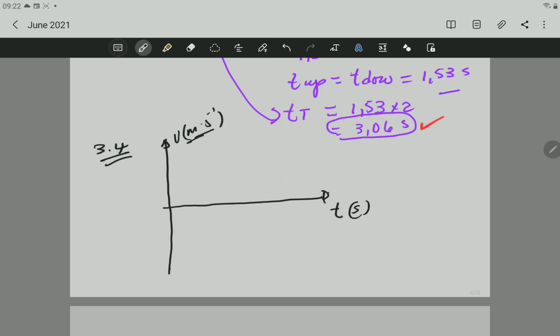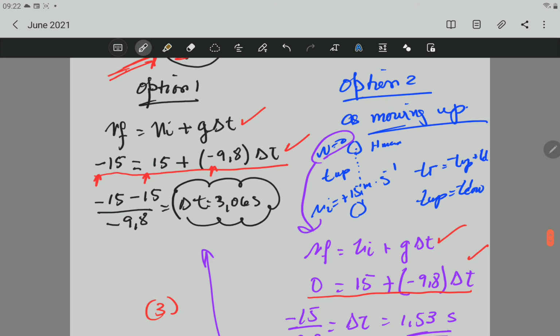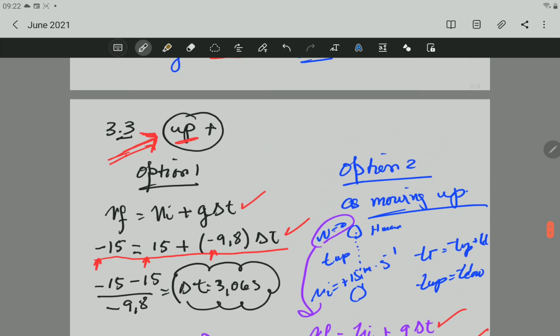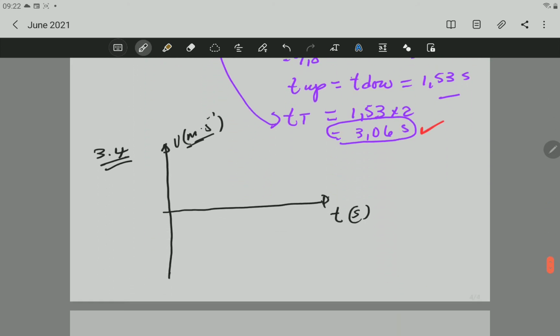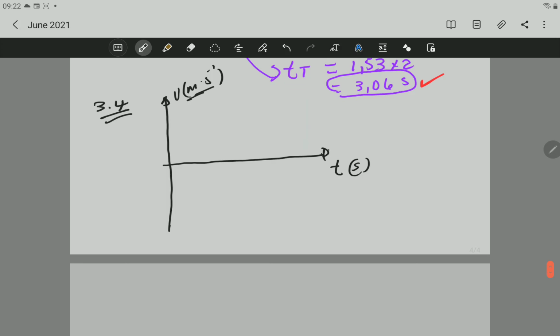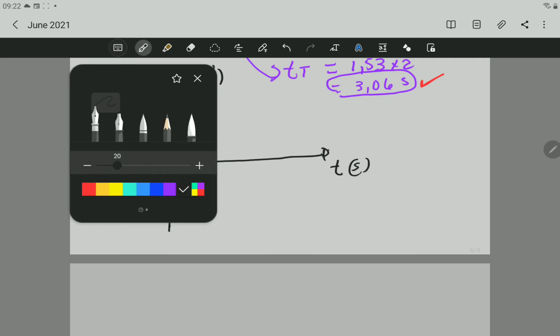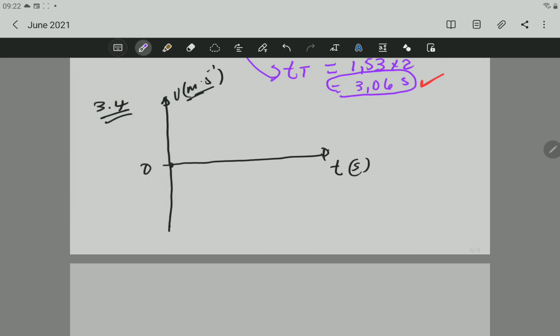Remember, even for the graph, we are going to consider up as positive. But you can also set down as positive, and then obviously the graph will change just a little bit. Now, this is 0. Remember, the origin of the graph is 0. What is the initial velocity of the ball? It is 15, positive because we said up is positive. So 15 meters per second.